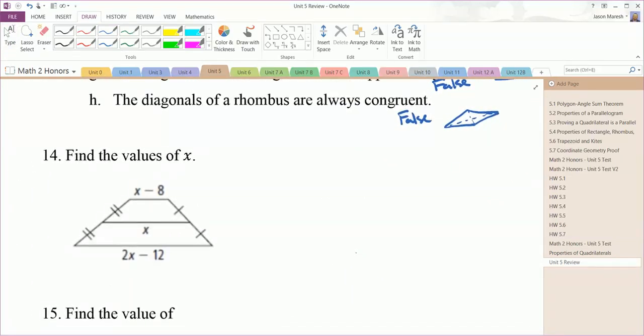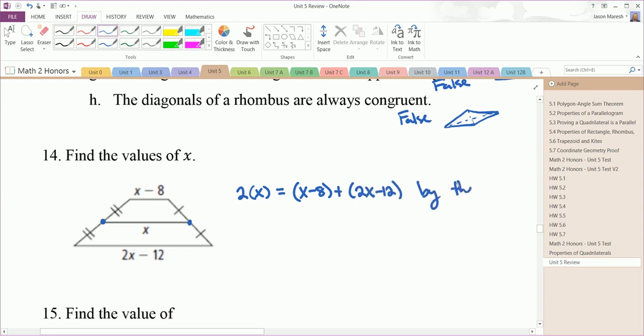14. We're looking to find the value of x. So here we are looking at a trapezoid. We have a mid-segment because we have a segment connected to two midpoints of the sides of the trapezoid. And from the mid-segment theorem, we can say that 2 times the middle length is equal to the sum of the top length plus the bottom length. And that's by the trapezoid mid-segment theorem.